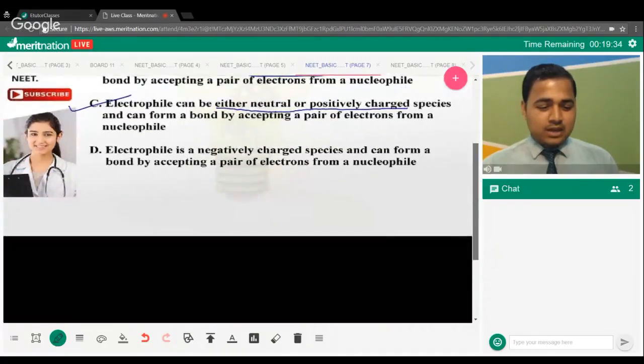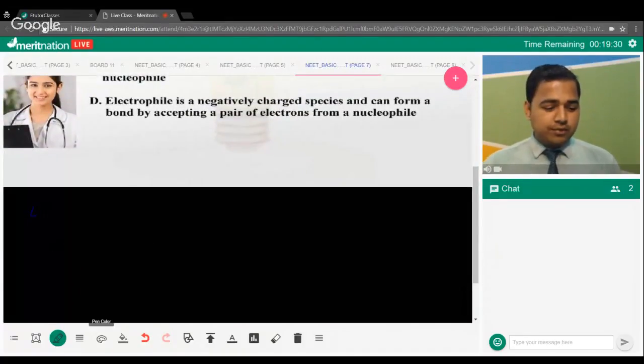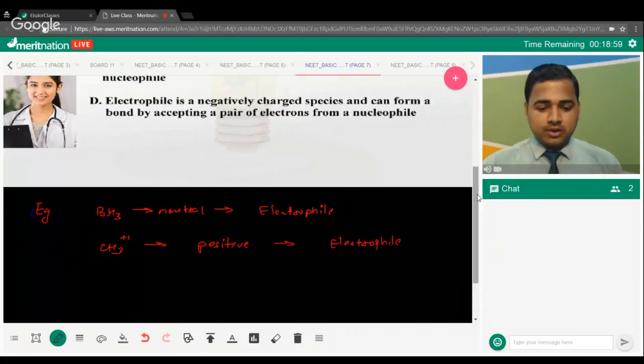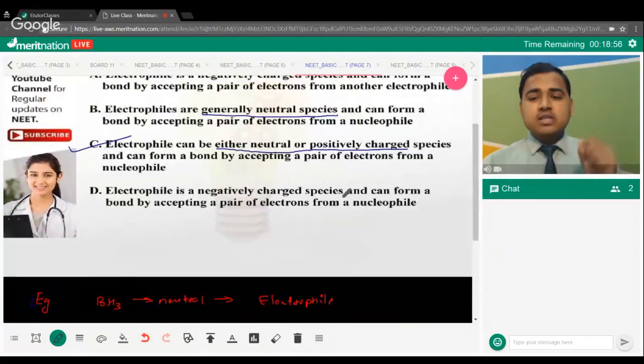I can give you examples. Suppose, students, I give you this example: BF3. BF3 is a neutral molecule. This is neutral, and it is an electrophile. And this is CH3 positive. This is a positive species and it is also an electrophile. Positive species have more tendency to show electrophilic behavior. So that's why the best statement, the best sentence, is option C.